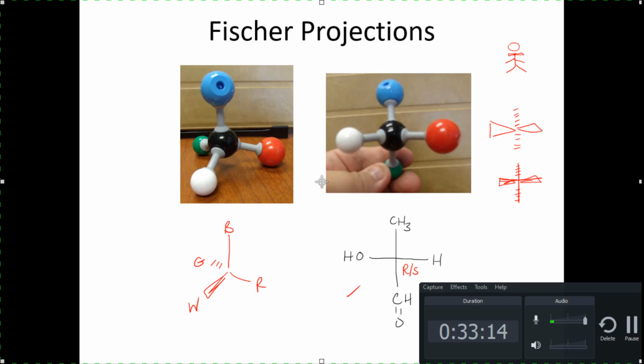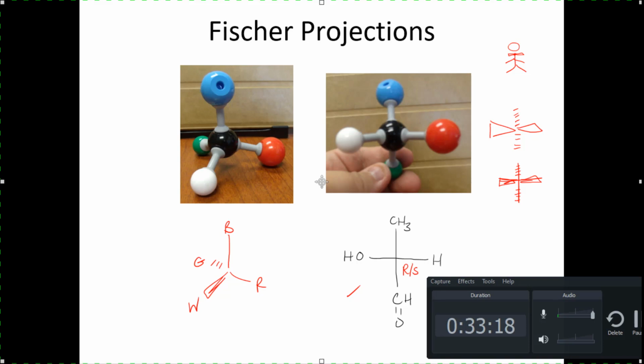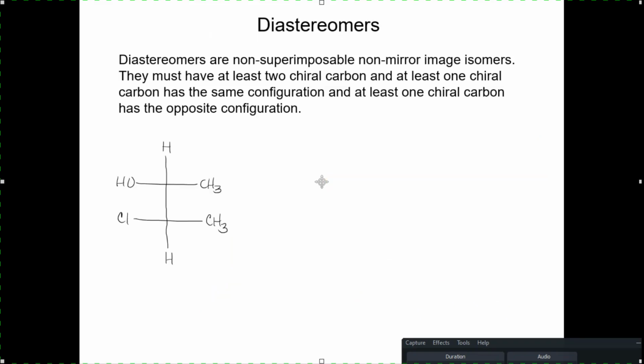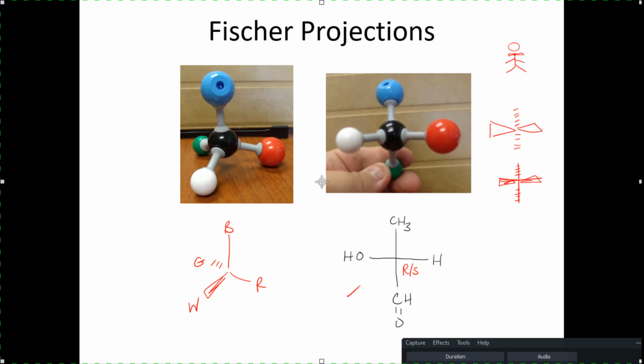Okay, are you back? So is this R or S? Well, priorities. Priority group number: oxygen, carbon, hydrogen, carbon. Who's number 1? Oxygen. Who's number 4? Always hydrogen. Carbon versus carbon.